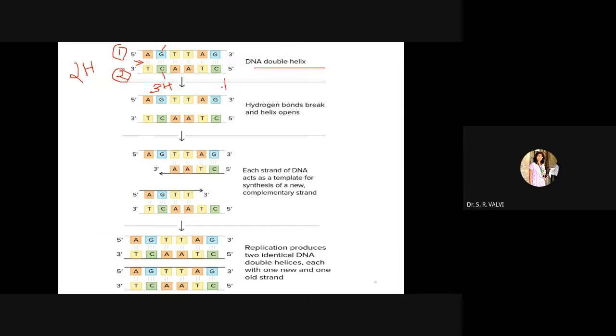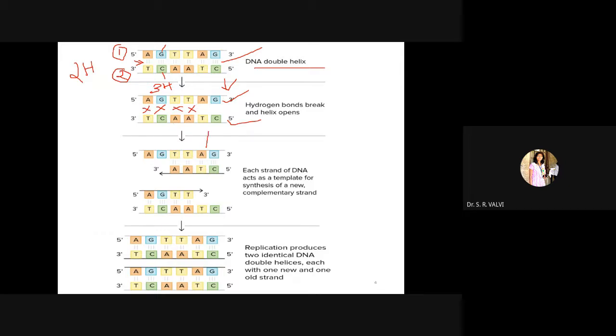Now see what is going to happen in the next process. In the first image we are observing the bonds between the nucleotides. In the second image you are not observing these hydrogen bonds between the nucleotide bases. Here the hydrogen bonds break, and the two strands open for the further replication process. So these bonds break in the second step.